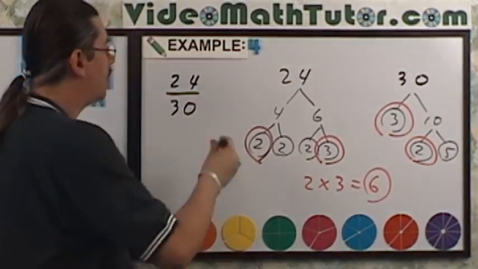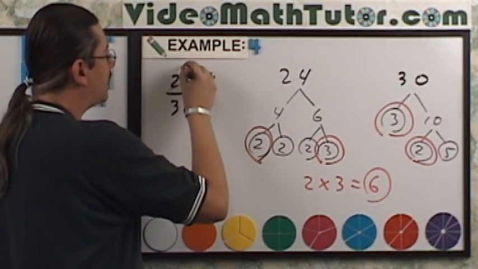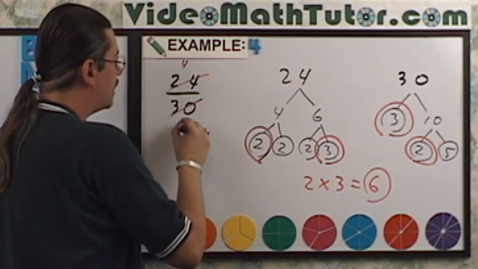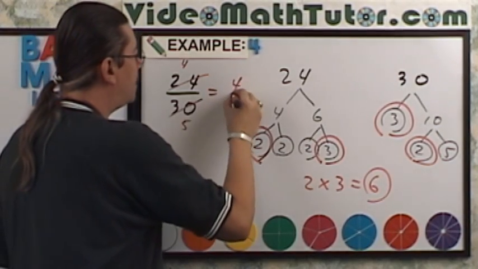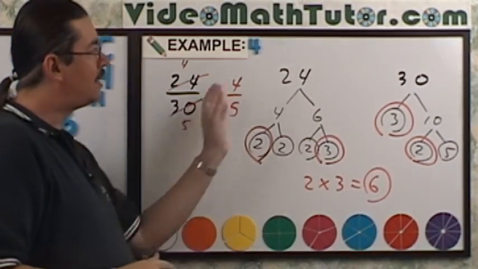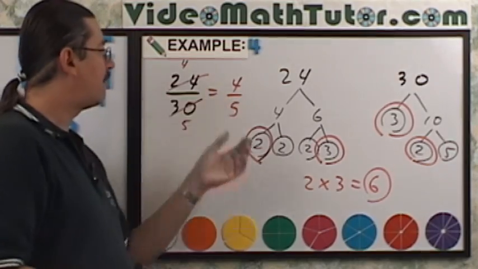And with that, I can go, okay, 24 divided by 6 is my 4. 30 divided by 6 is my 5. That gave me my 4/5. Again, I've already done this, but I want to be a little more formal in that I find the GCF, and it helps me reduce the fraction.